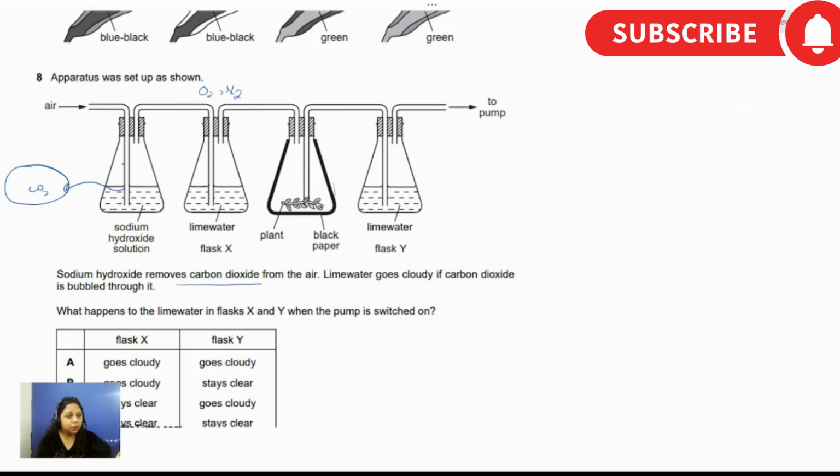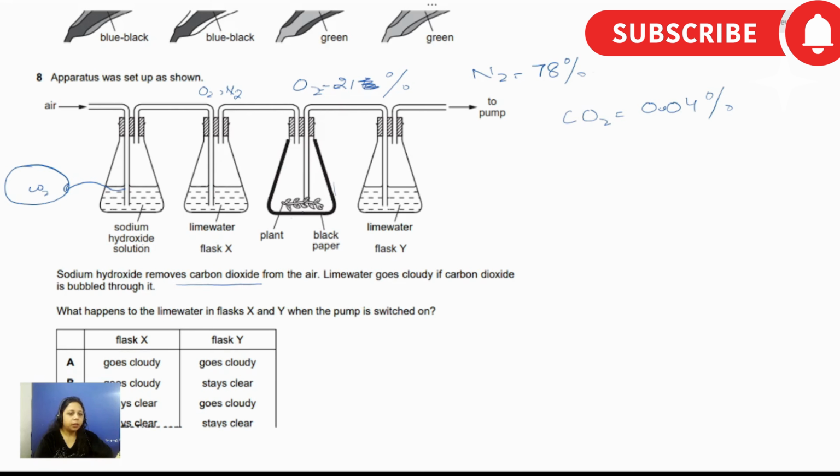Nitrogen is 78%, oxygen is 21%, and we should know these percentages because this is part of respiration as well. These are important. Nitrogen is 78%. And normally the atmosphere contains 0.04% carbon dioxide. Now it has been removed and we have lime water.